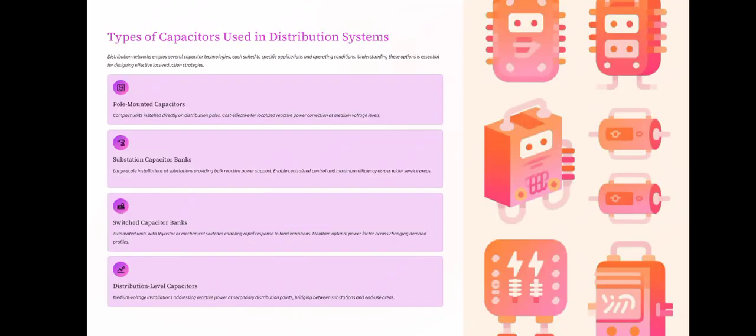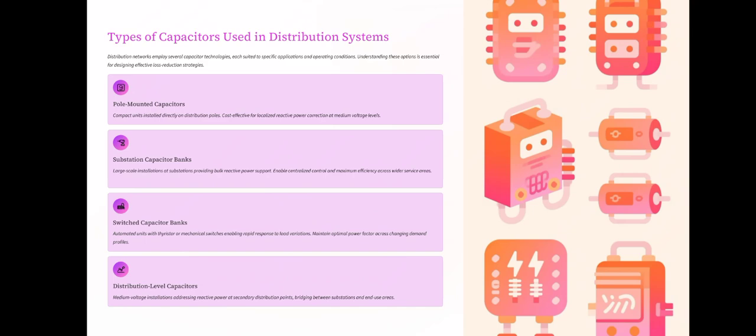Types of capacitors used in distribution systems. Distribution networks employ several capacitor technologies, each suited to specific applications and operational conditions. Understanding these options is essential for designing effective loss reduction strategies. Pole-mount capacitors: compact units installed directly on distribution poles, cost effective for localized reactive power correction at medium voltage levels.